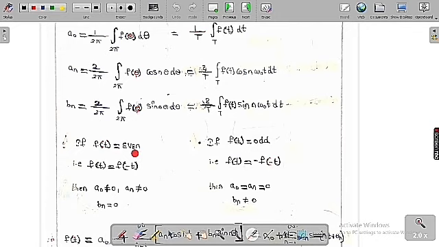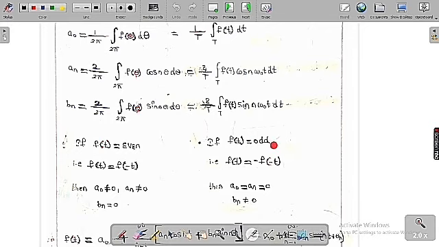If f of t is an even function, meaning it is symmetric with respect to the y-axis, so f of t is equal to f of minus t, then we say this function is an even function. Then a naught is not equal to 0 and an is not equal to 0, whereas bn is equal to 0, because even into odd is again odd, and integration over one time period of an odd signal always gives you 0.